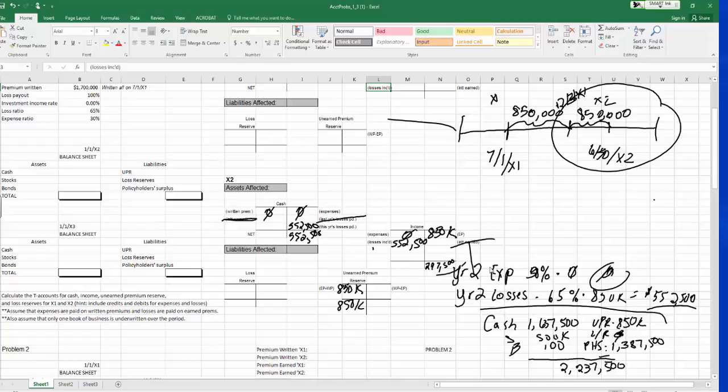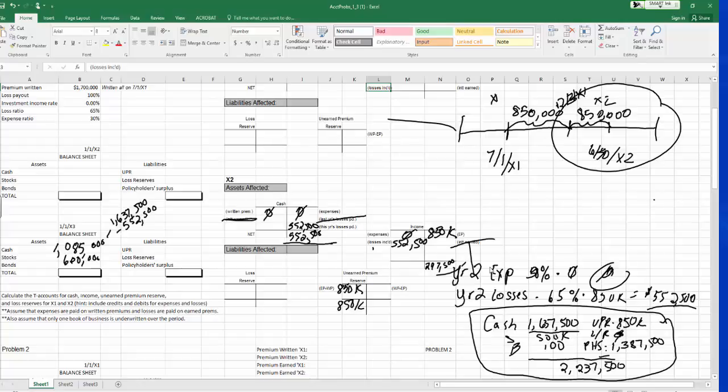Now we have our balances over here. So our cash account is now 1,637,500 minus 552,500, because a credit on the asset side is negative. So that gives us a balance of 1,085,000. Again, that is our balance from last year of 1,637,500 minus our 552,500. Stocks and bonds stay the same. I'm just going to put a 600,000 here.